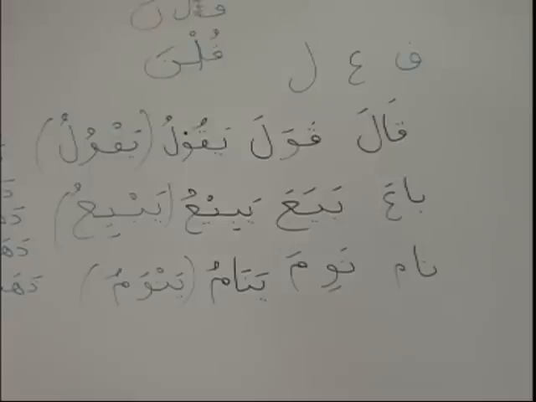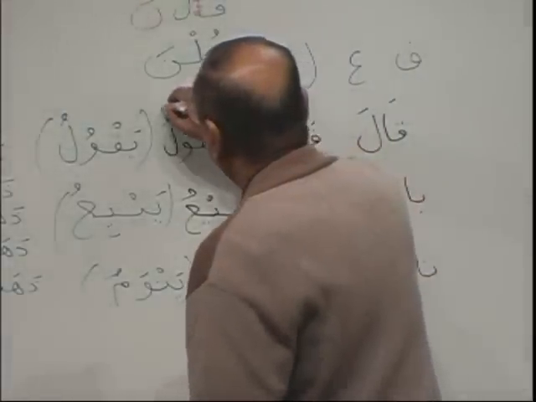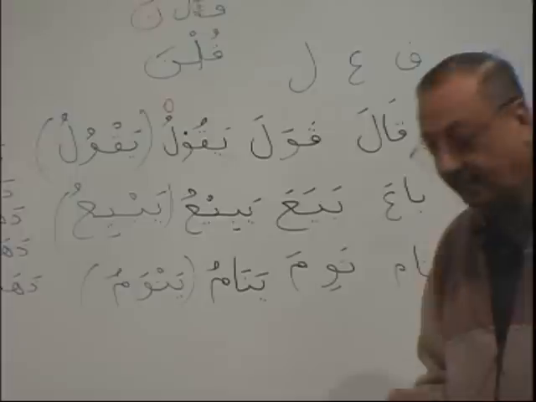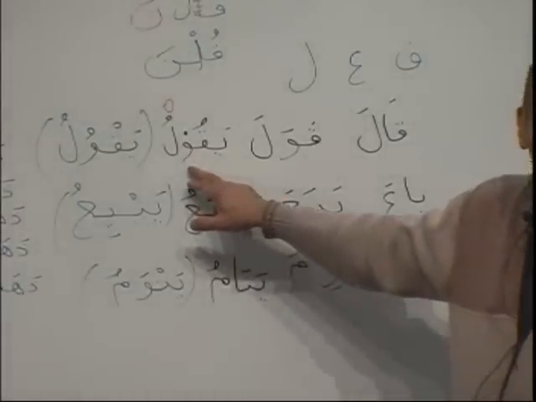Now the problem starts here again. Kala Yakulu. Are you with me, brothers and sisters? Now if I want to make this into Sakin, Majzoom, Sister Hafsa, I want to make Yakulu into Majzoom because Lam has come. As soon as I put Sukun, there are two Sakins. Iltiqa as-Sakinayn. I cannot have that. But then I see one of them is a weak letter.